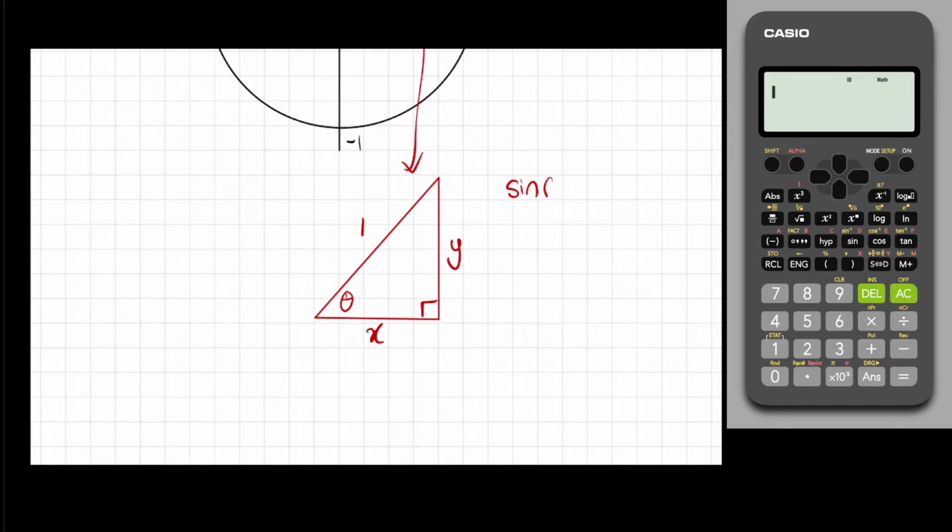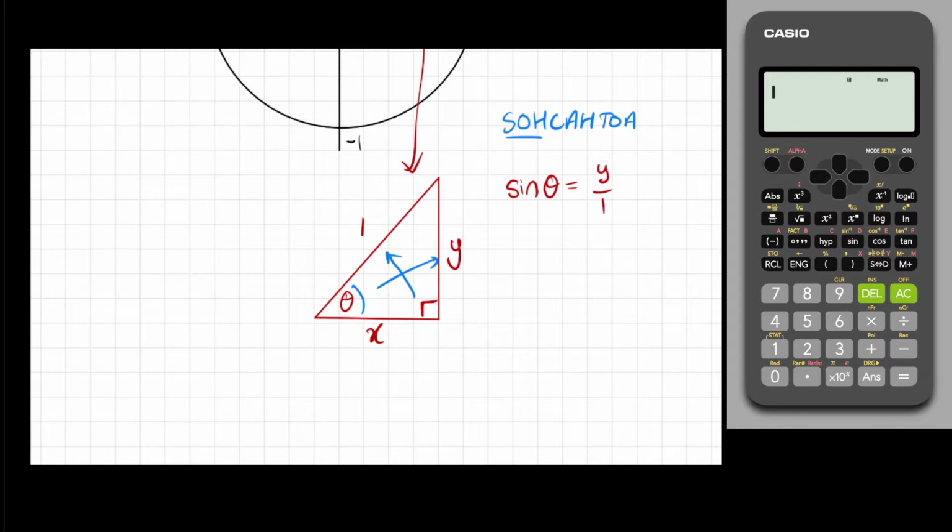So, sine of theta, let's work it out from this triangle. Here's my angle down here. What's sine? Let's think of SOHCAHTOA. Sine is opposite on hypotenuse. My opposite value is y, and my hypotenuse is 1. So I can rewrite sine as y over 1.